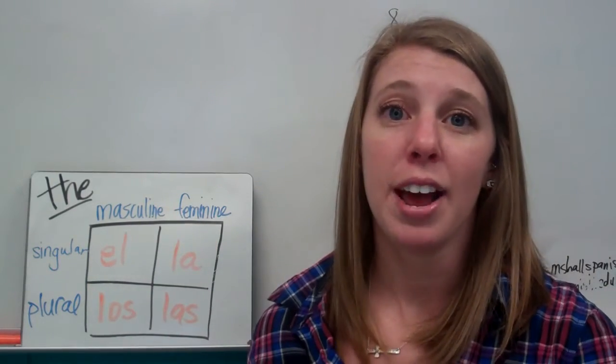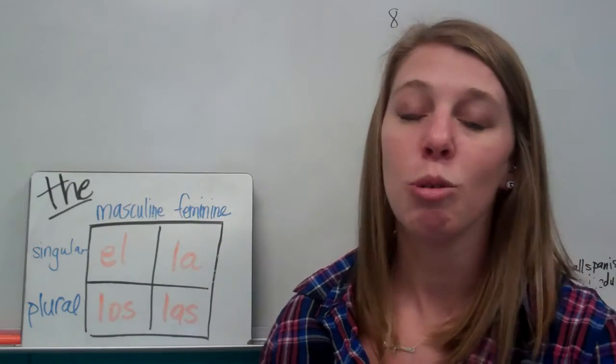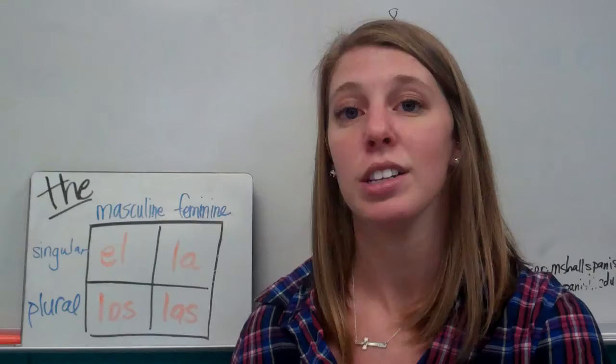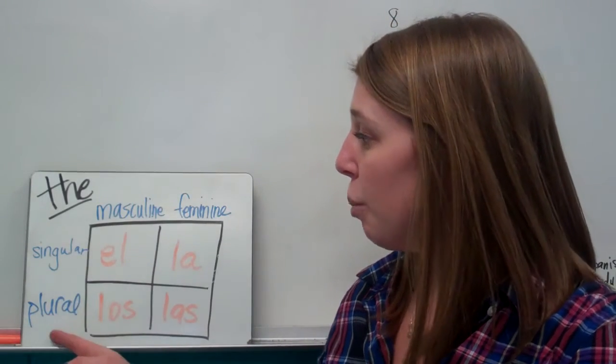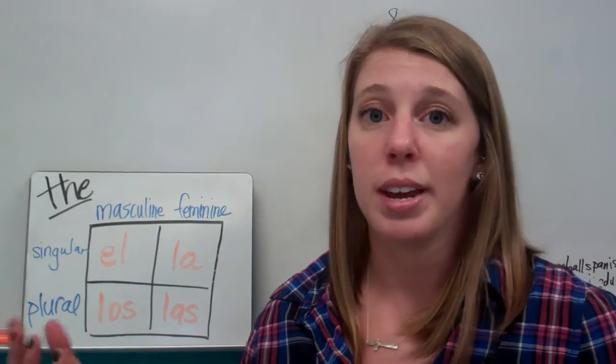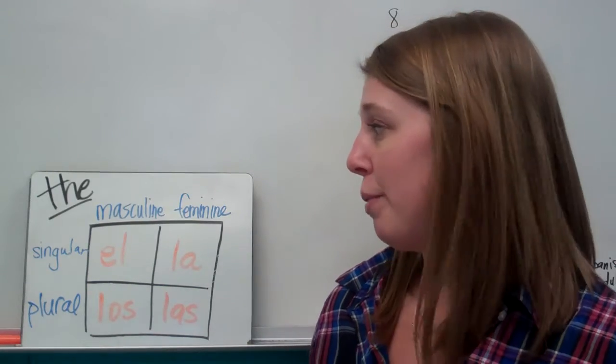So to determine if the noun is masculine or feminine, we're just going to look at the last letter. If it's an O, it's obviously masculine. If it's A, it's feminine. And to get the singular or plural, we're going to look at the end as well of a noun, and it's going to be an S or no S, and that's how you determine.